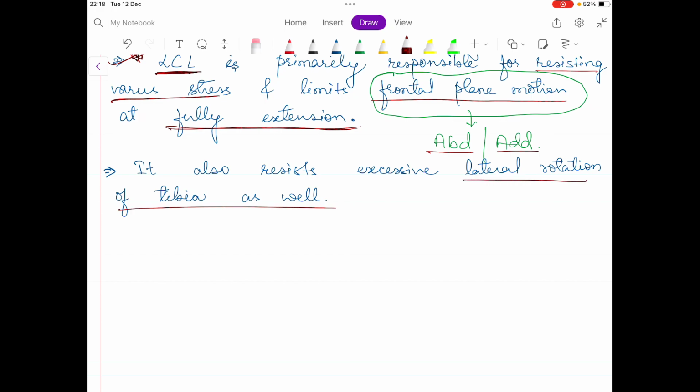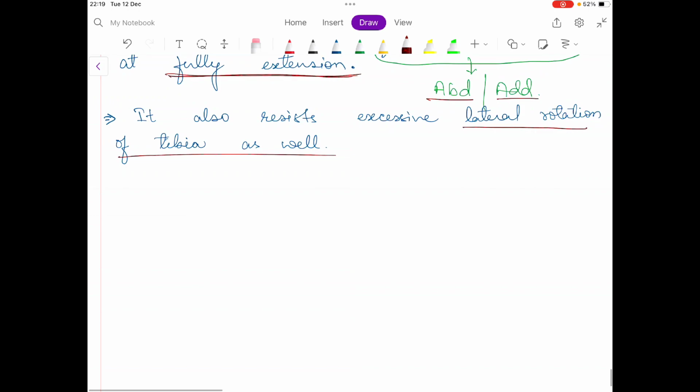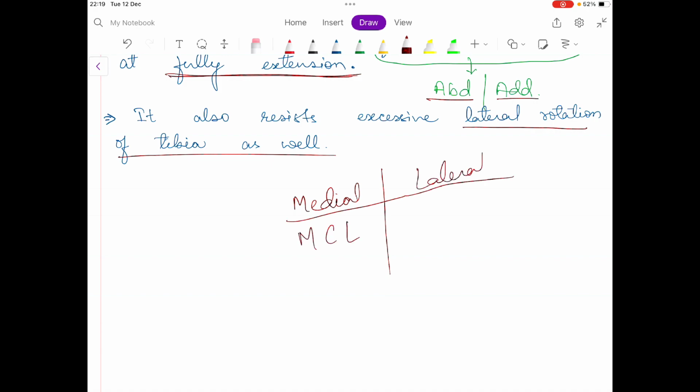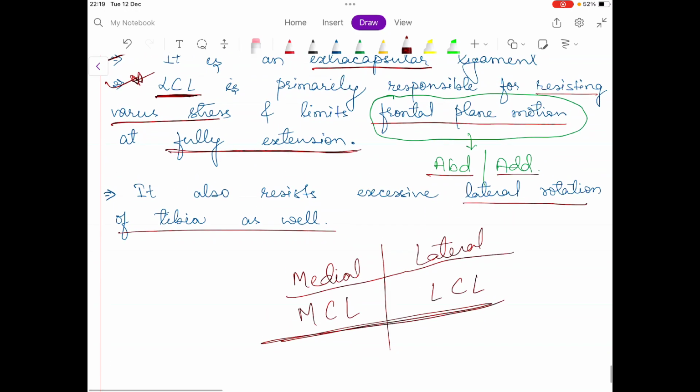There is nothing much to talk about the lateral collateral ligament. Basically, the medial collateral ligament is present in the medial aspect of the knee. On the medial side there is the MCL and on the lateral side there is the LCL, and the balance between them is very important. There are certain functions which are common for both of the ligaments.